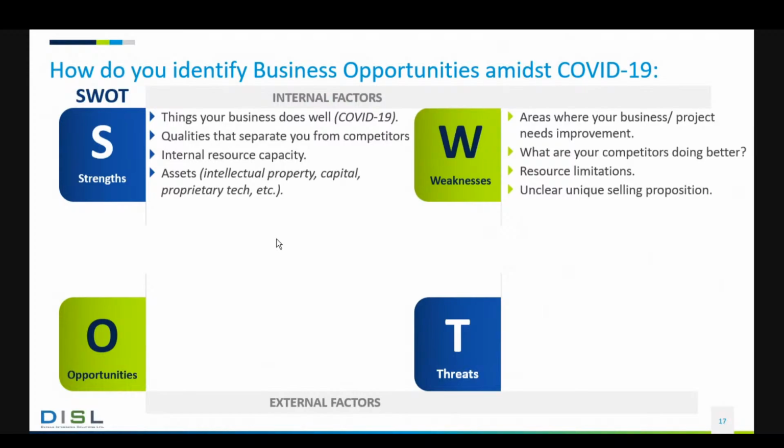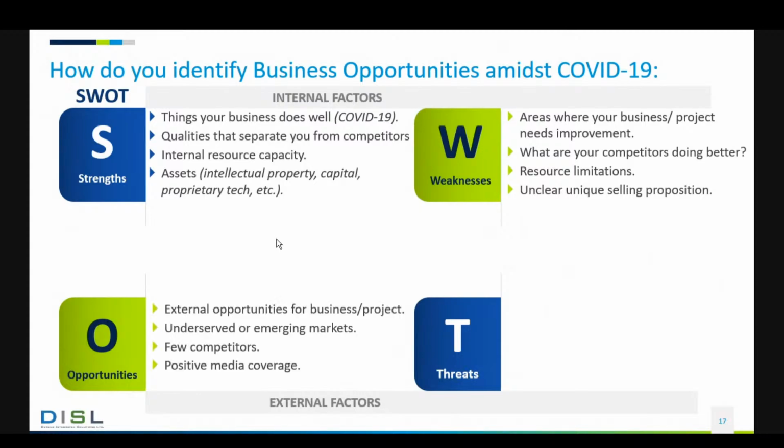And then you have factors external to your organization that you also want to look at. So the external factors you want to explore are your opportunities. So what external opportunities are there in the environment that you can take advantage of for your business or for your projects? Are there any underserved or emerging markets or consumers out there that you can possibly now try to serve? Are there few competitors in the area or a specific target segment of the market that you can take advantage of? And what positive media coverage are you having out there?